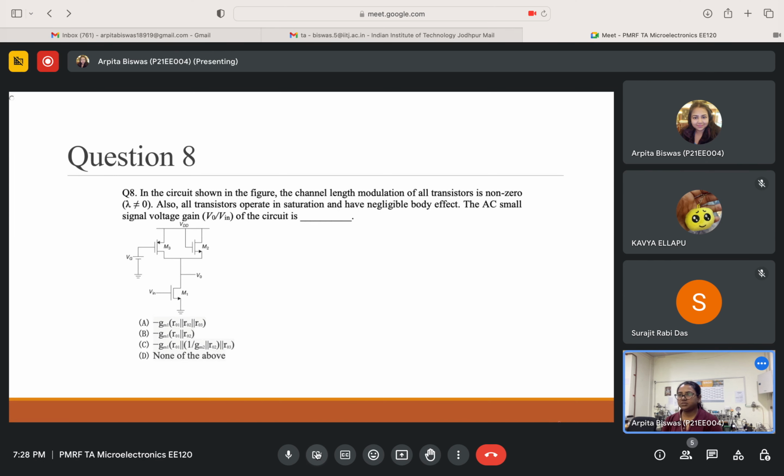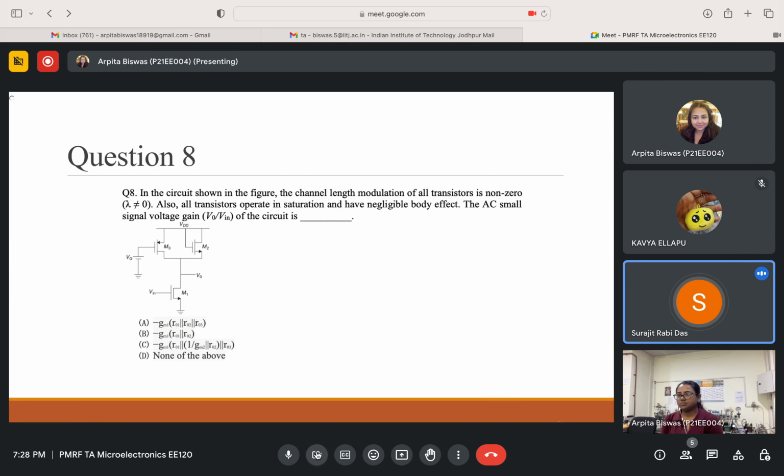So what is the right answer? Is it option B? No, it is not option B. In option B, it is written as R01 and R02, right? Or R03? Yes, here option B is minus gm1 R01 parallel with R02.